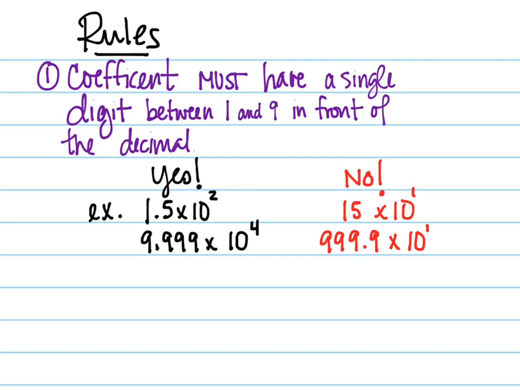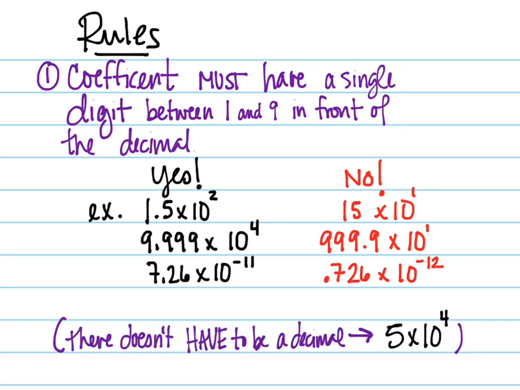999.9 times 10 to the first? No. 7.26 times 10 to the negative 11th? Sure, that's great. 0.726 times 10 to the negative 12th? Absolutely not. Always make sure that your coefficient has a single digit between 1 and 9 in front of the decimal. Now, I say in front of the decimal. There doesn't have to be a decimal.